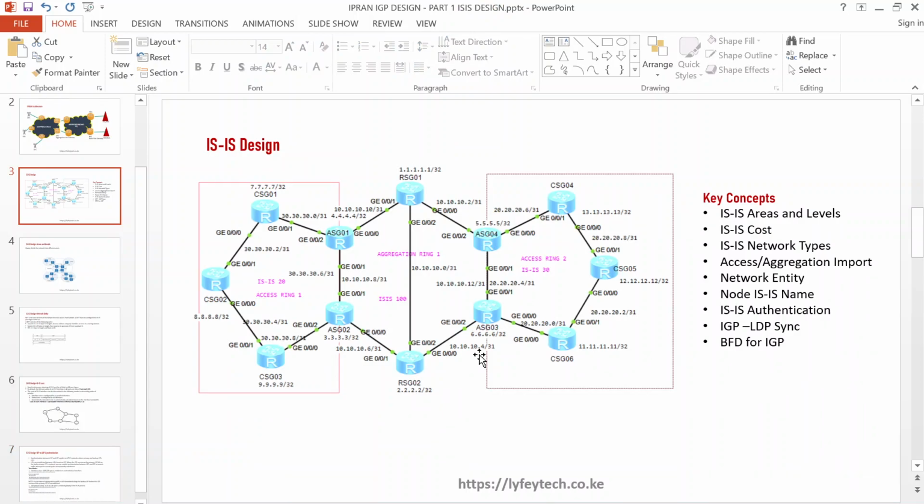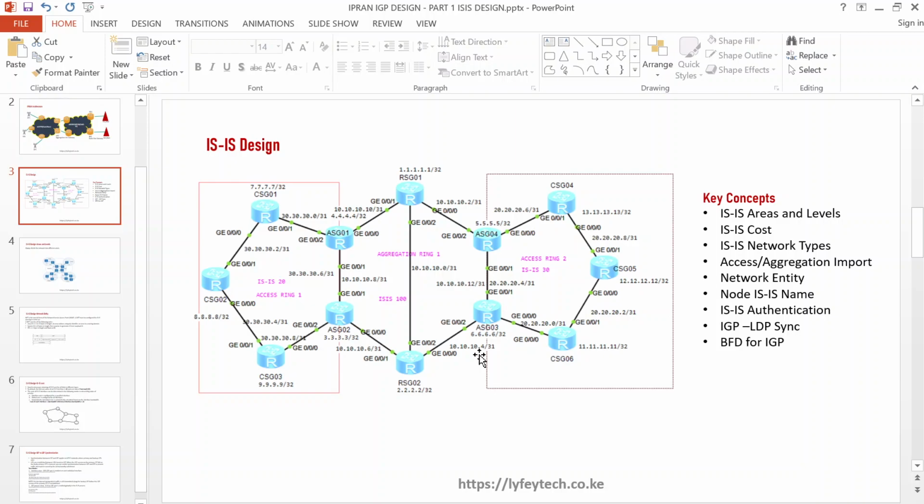For the ISIS network type, if I just go back to our original slide, we have two types. We have the broadcast. Remember, ISIS only supports two network types: it's either point-to-point or broadcast. So normally we configure the ISIS network type to point-to-point because ISIS is being established between the two nodes that are adjacent to each other. And this is configured manually on the interface.